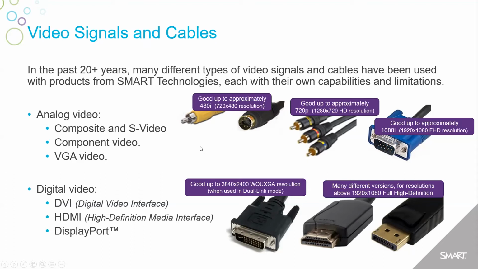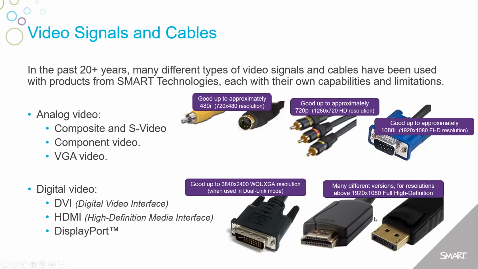When we get into digital video, this is where we start to see much higher image resolutions. DVI has different operating modes, single link and dual link. And when used in dual link mode, you could get a really high resolution, which is similar to today's 4K displays, 3840 by 2400. This is what was called the wide quad ultra XGA resolution. That's where that cable tops out though.